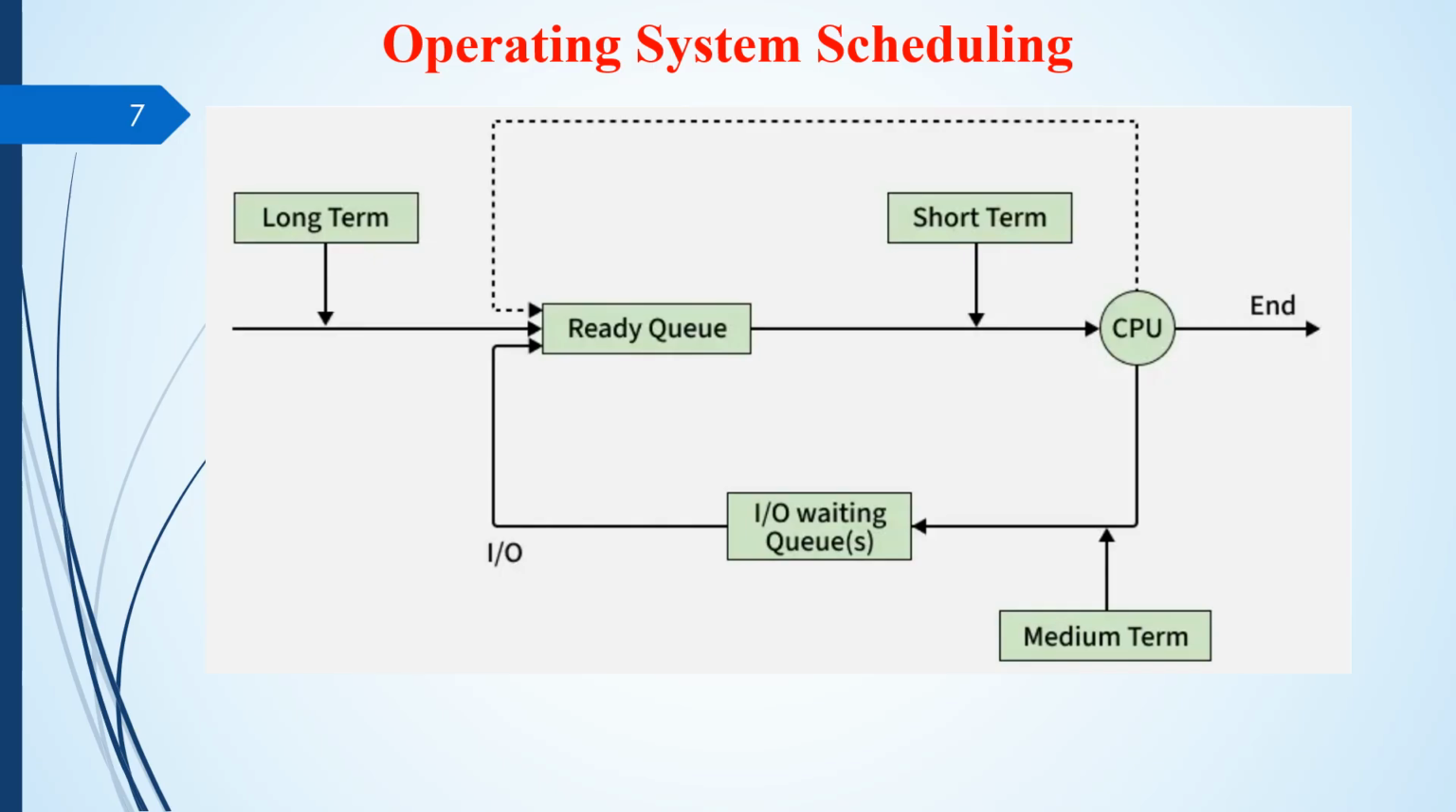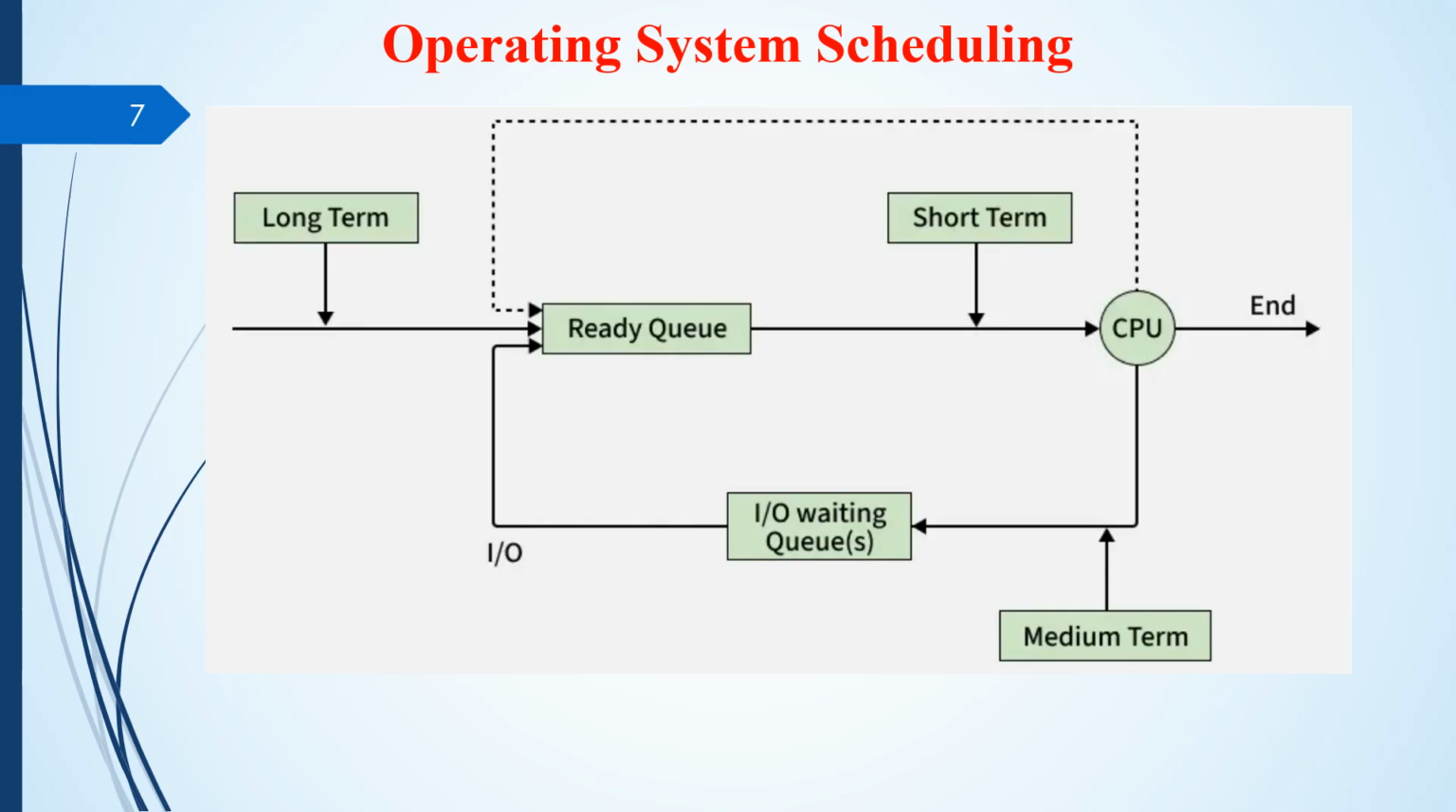Scheduling is the process used by operating systems to decide the order in which processes get to use the CPU. Its main goal is to use the CPU efficiently and keep all processes progressing fairly. There are three main types of scheduling: long-term, medium-term, and short-term scheduling.